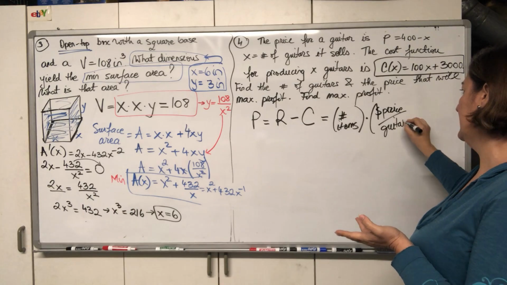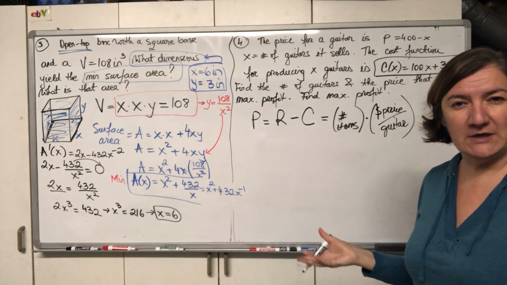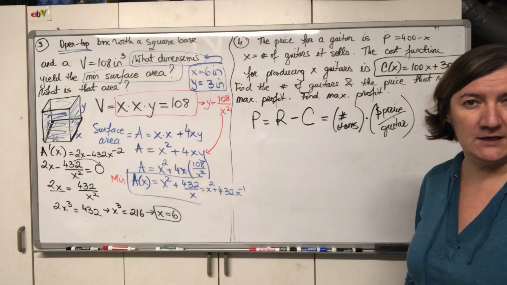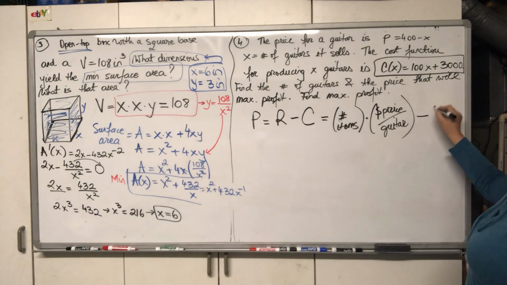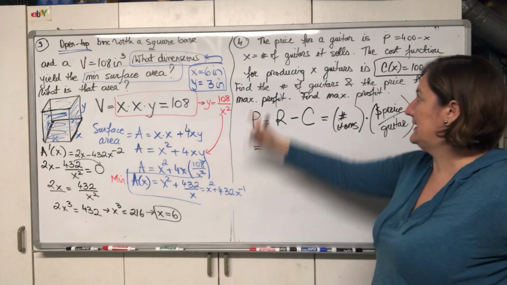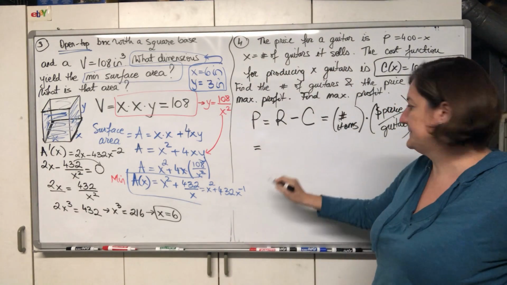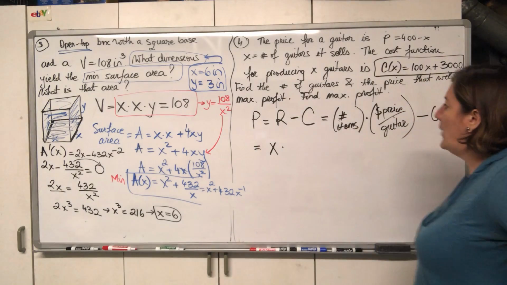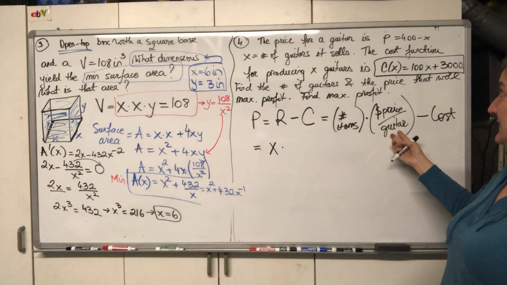We might sell 10 guitars at $400 each. There you go. You made $4,000. Okay. Minus that cost function. Okay, so how many guitars are we selling? Well, it says we're going to make x. What is the price at which we're selling these guitars?